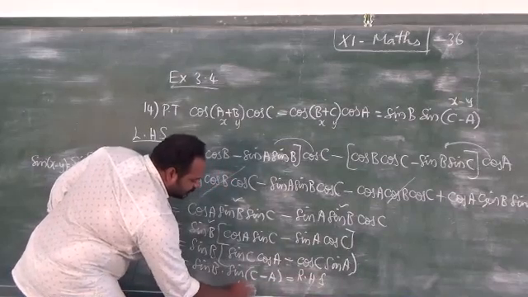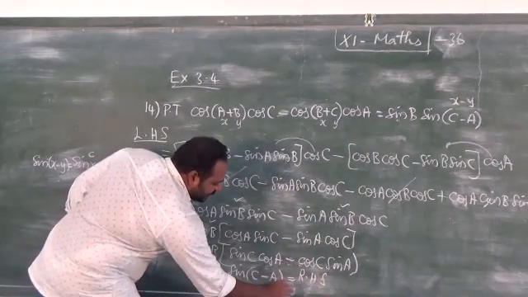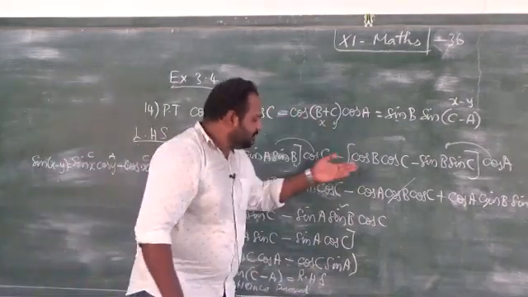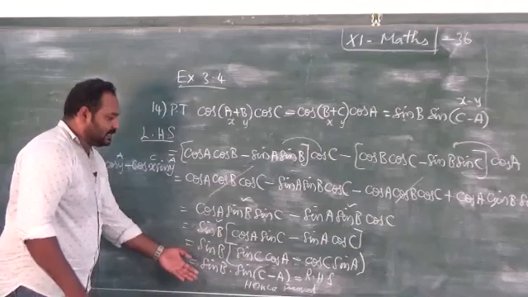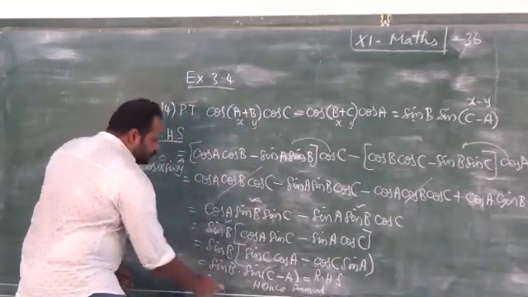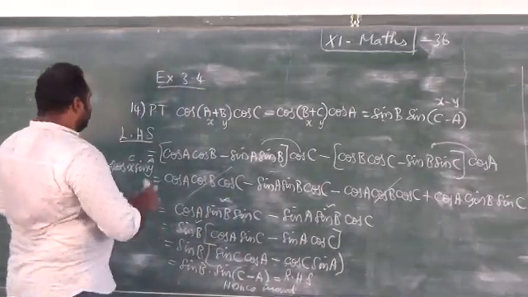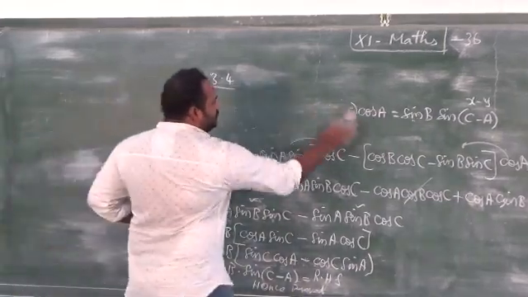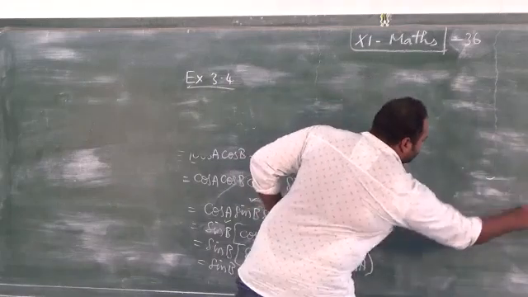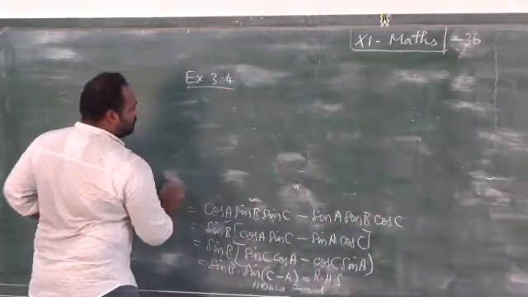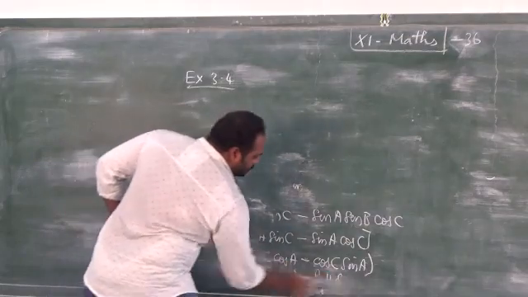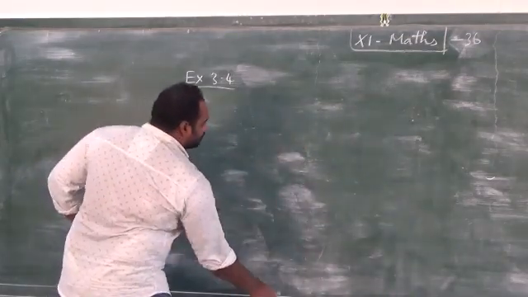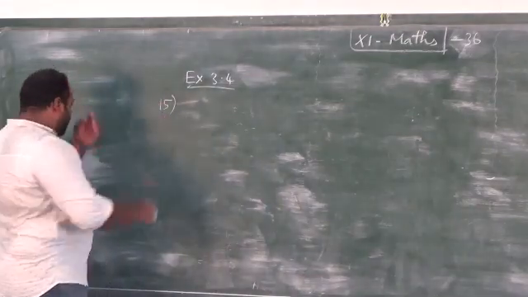Hence proved. So you just keep that in your mind: for problems like this, we have to do all the steps according to the right hand side only. Then only we can get the answer. Next, problem number 15.